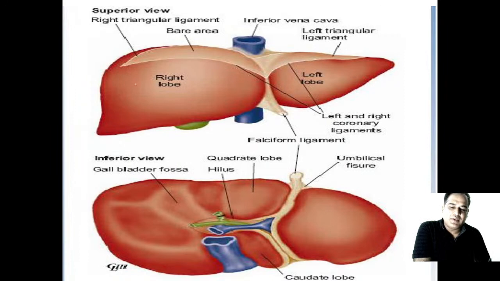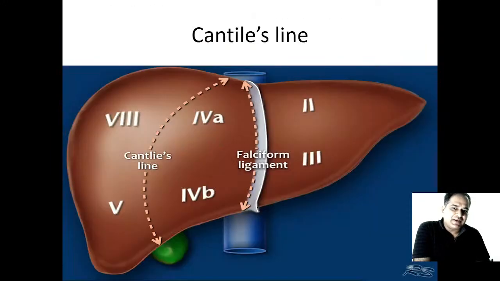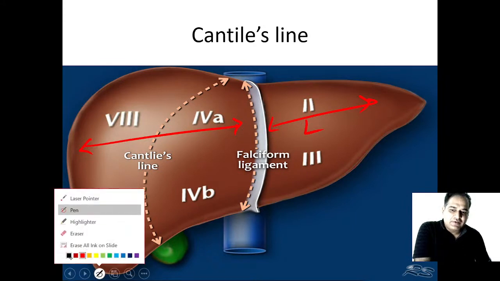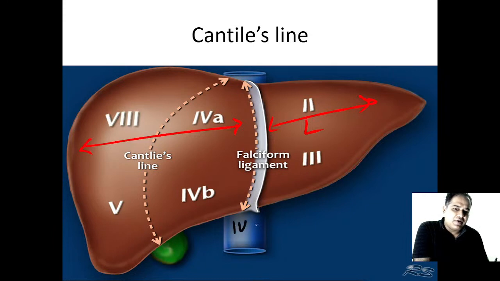Now you see here, liver. When we talk about the liver, we should be aware about two things. One is the Cantlie line. When we see this, this is the anatomical right lobe. And when we see this, this is the anatomical left lobe. But there is a line called Cantlie line running from inferior vena cava here to the gallbladder fossa. And this line is Cantlie line.